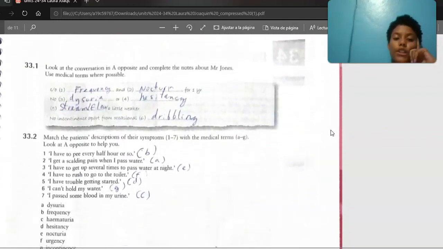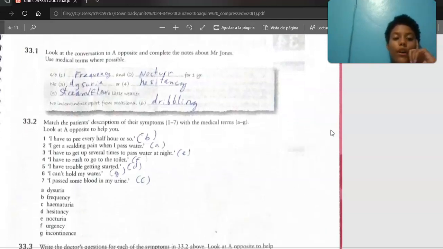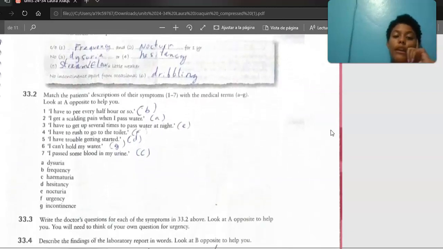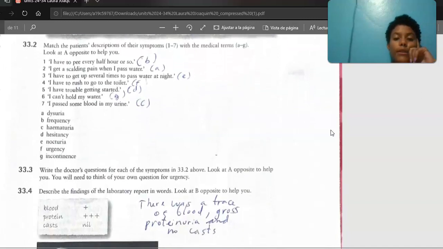Look at the conversation opposite and complete the notes about Mr. Jones. Use medical terms where possible. C/O frequency and nocturia for 1 year, no dysuria or hesitancy, stream flow a little weaker, no incontinence apart from occasional dribbling. Match the patient's description of their symptoms 1 to 7 with the medical terms A to G.